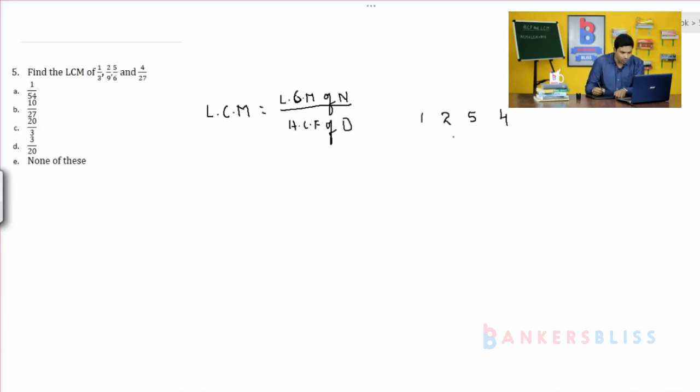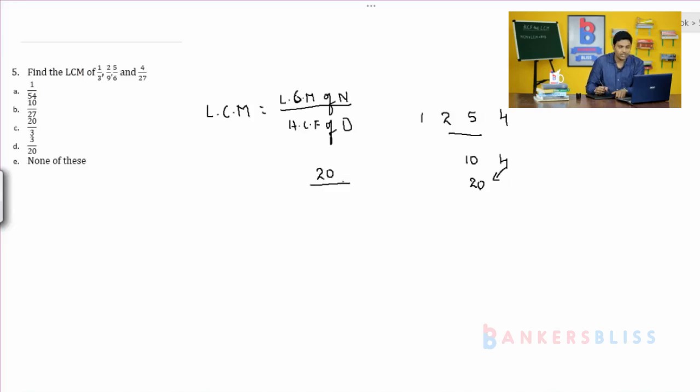So concentrate properly. 2 and 5 are the prime numbers. So 2 into 5, 10. So now for 10 and 4, you have to calculate the LCM. So which is the bigger number? 10. Is 10 divisible by 4? No. Therefore 10 is not the LCM. So consider the next multiple of 10, that is 20. Is 20 divisible by 4? Yes, 20 is divisible by 4. Therefore 20 is the LCM.